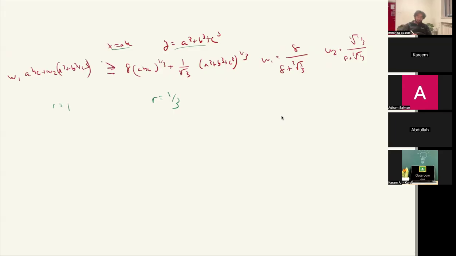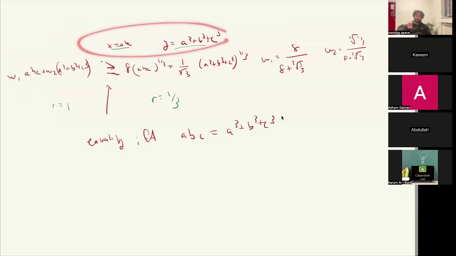But what would be the equality case here? Equality, if and only if ABC equals A cubed plus B cubed plus C cubed, right? Because that's what we did here. So whatever inequality you write down, it's going to be too weak for you to use it because it doesn't even have equality at A equals B equals C. Does it make sense, Abdullah?